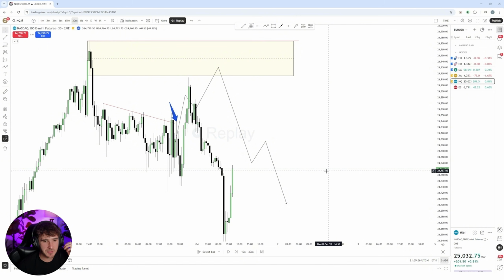So both groups end up losing and the institutions win, because they understand what the real game is, that this trend line isn't support, resistance, or supply and demand. It's simply just a liquidity trap.